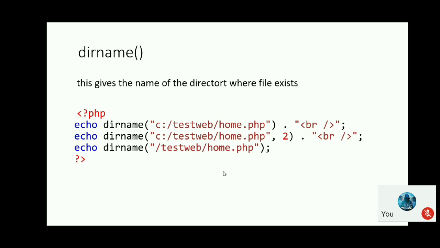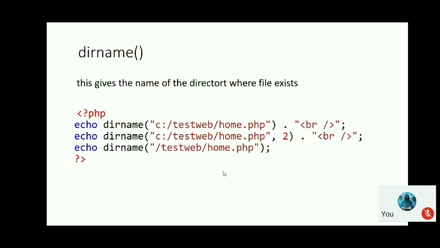These are simple commands. But when I give 2 over here, what happens? It goes to 2 root folders ahead of it. The first folder is called test web here. The second folder is C: itself. So the second output I will get is C:. In the first case, I will get only test web. And in the third case also, I will get the answer test web.